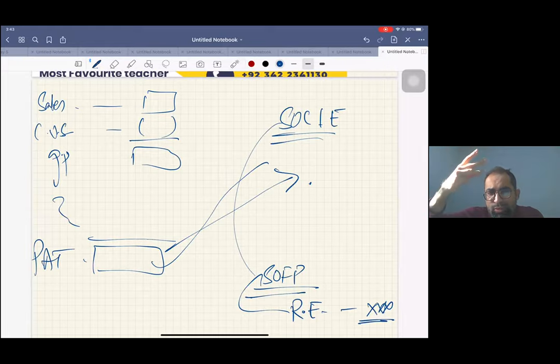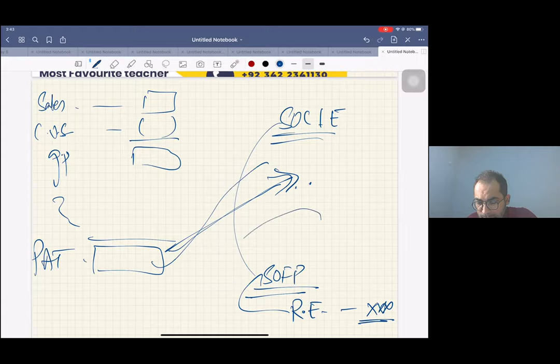First of all, you make the income statement: sales, cost of sales, gross profit. I hope you remember all this. And then you calculate profit after tax. This profit after tax goes into the statement of changes in equity. And then the closing retained earnings figure goes into SOFP. So it's all connected.